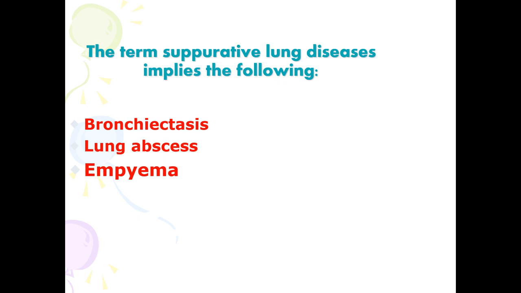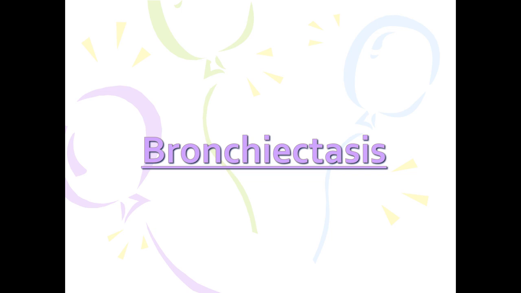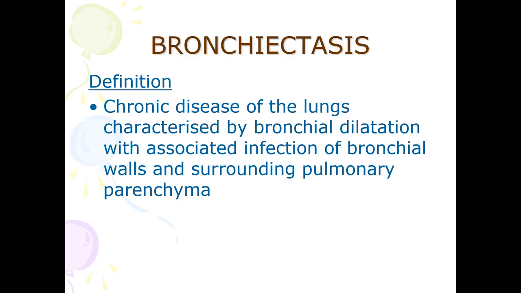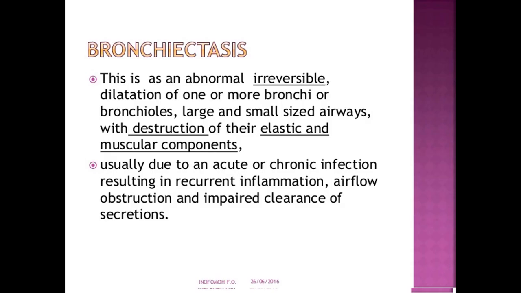To start with bronchiectasis, by definition, it's a chronic disease of the lungs characterized by bronchial dilatation with associated infection of bronchial walls and surrounding pulmonary parenchyma. Bronchiectasis is an abnormal, irreversible dilatation of one or more bronchi or bronchioles, large and small-sized airways, with destruction of their elastic and muscular components, usually due to an acute or chronic infection, resulting in recurrent inflammation, airflow obstruction, and impaired clearance of secretions.